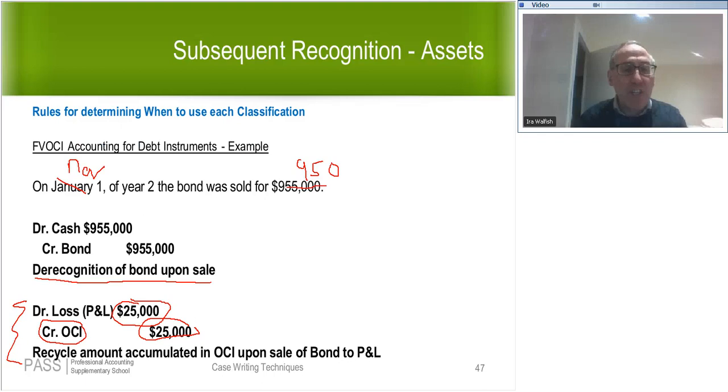So if we sell the bond for something other than its carrying value prior to the next balance sheet, we could potentially have a gain or loss going into the P&L. In this case, 5K. Is that clear, Navita? Was that clear? Okay.